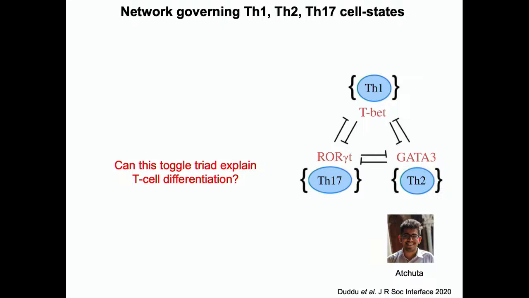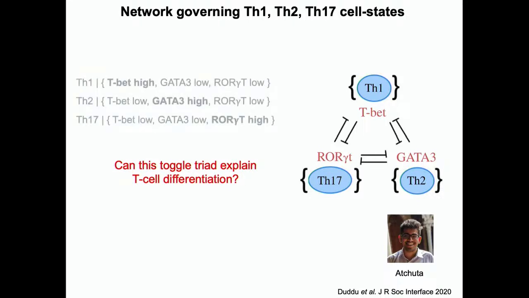3 molecules inhibiting each other, and what we know experimentally is that these 3 states exist: A high, B low, C low; A low, B high, C low; A low, B low, C high. These 3 states exist. It has been shown. Okay. So the question we were asking is, can this dynamics explain these states? Or in other words, what are the states that you get when you simulate the dynamics of this network?